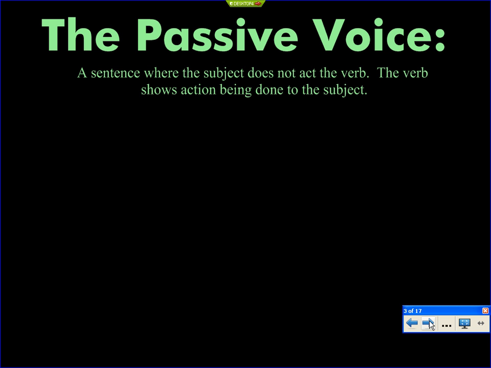The passive voice is defined as a sentence where the subject does not act the verb. So there's a problem between the subject and the verb. The subject isn't actually doing the verb. Instead, the action of the verb is being done to the subject. In other words, the subject is passive. Here's an example. The car was driven down the street. Basic analysis figures car as your subject and was driven as your verb. The breakdown occurs because the driving action is being done to the car; the car is not actually driving.